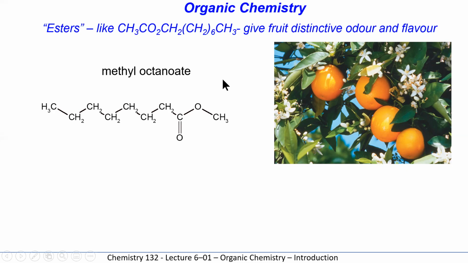And this particular ester comes from an alcohol reacting with an acid. So we have an organic acid on the left, and an alcohol on the right. They combine, water is removed, and the name comes from the alcohol it came from, in this case methanol, and the acid was octanoic acid. When those two combine, you get an ester, with a very, very distinctive odor.